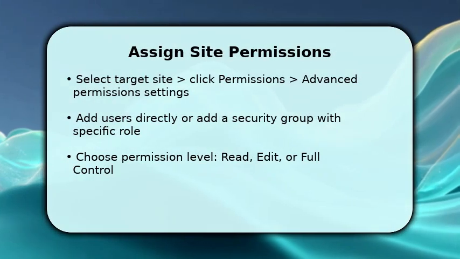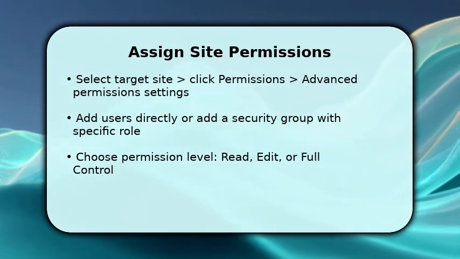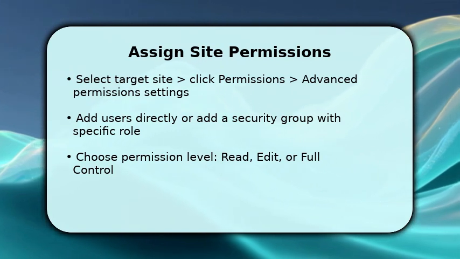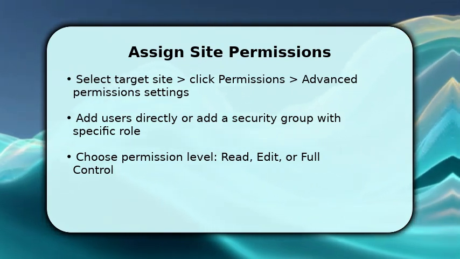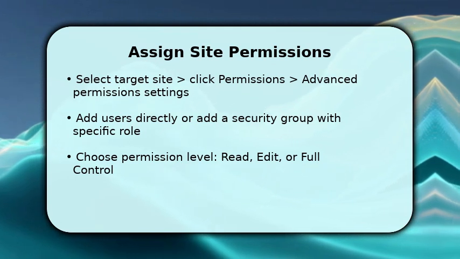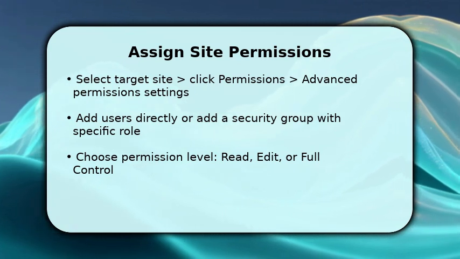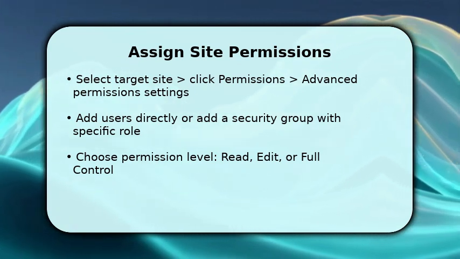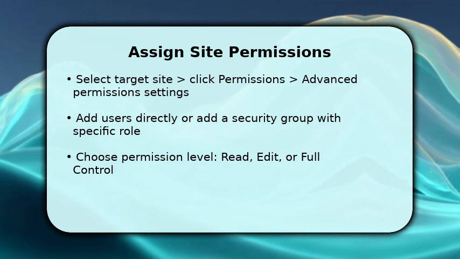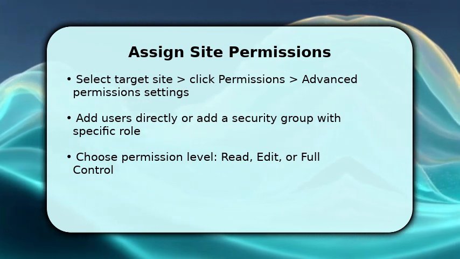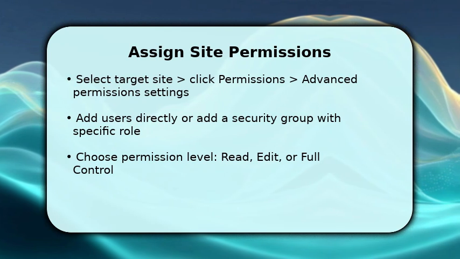Once on the site, click Permissions and then Advanced Permission Settings to view site groups and role assignments. You can add a single user with their email or add a security group to simplify management. Adding a group is faster when multiple users need identical rights. When you add, pick the permission level: read for viewing, edit for contributing, full control to manage settings.